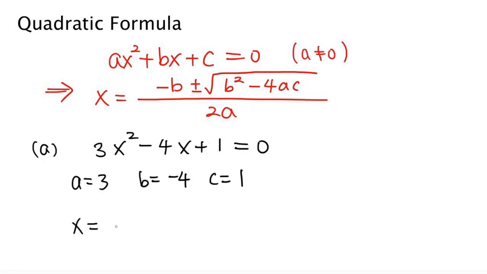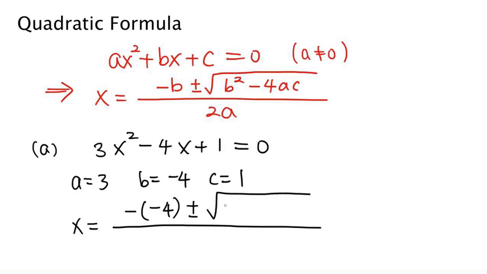Then we have x equals a big fraction: negative b, it's negative 4, so that's going to make a positive 4, plus or minus the square root of b squared, so negative 4 in parentheses squared, minus 4 times a times c, so 4 times a, which is 3, times c, which equals 1, and all of it over 2 times a. 2 times a equals 3, so 2 times 3.